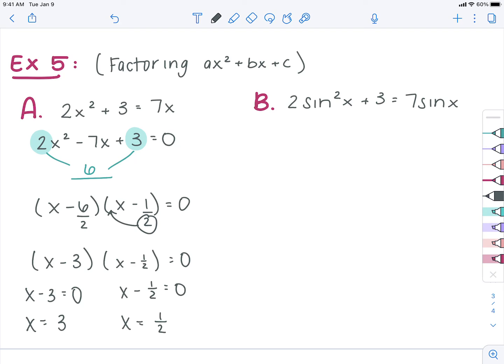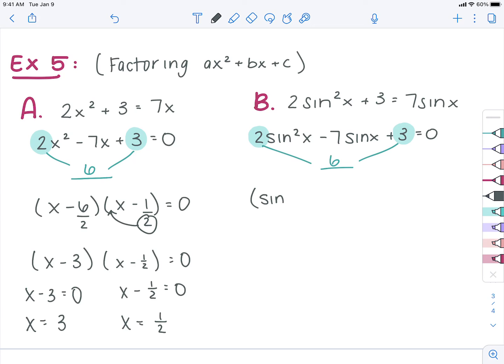So same thing with our example B. 2 sine squared x plus 3 equals 7 sine of x. I still have to move that 7 sine of x over first. So I get 2 sine squared x minus 7 sine of x plus 3 equals 0. So I still want to say, okay, what are factors of 2 times 3? They give me 6, so I want things that multiply to 6 and add to negative 7. We already know that it's going to be negative 6 and negative 1.